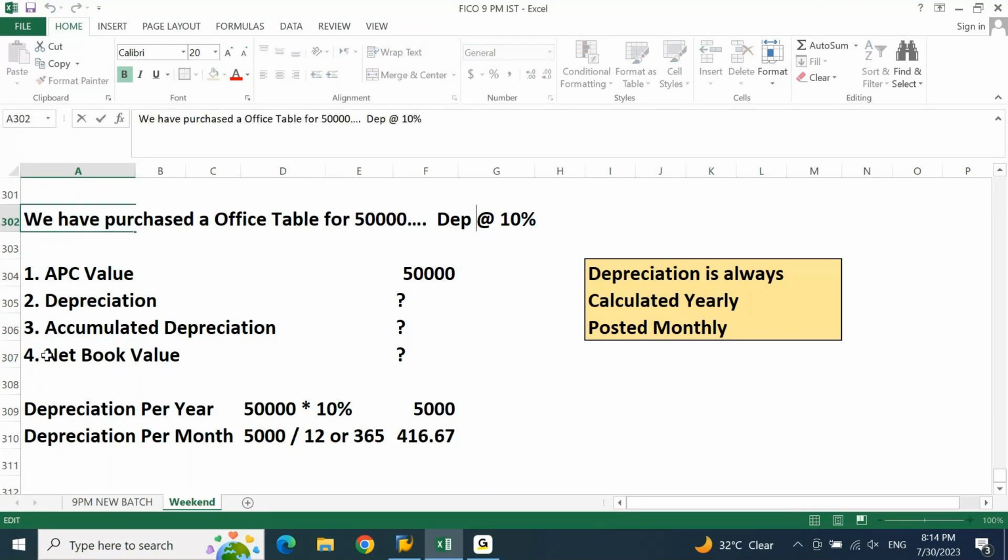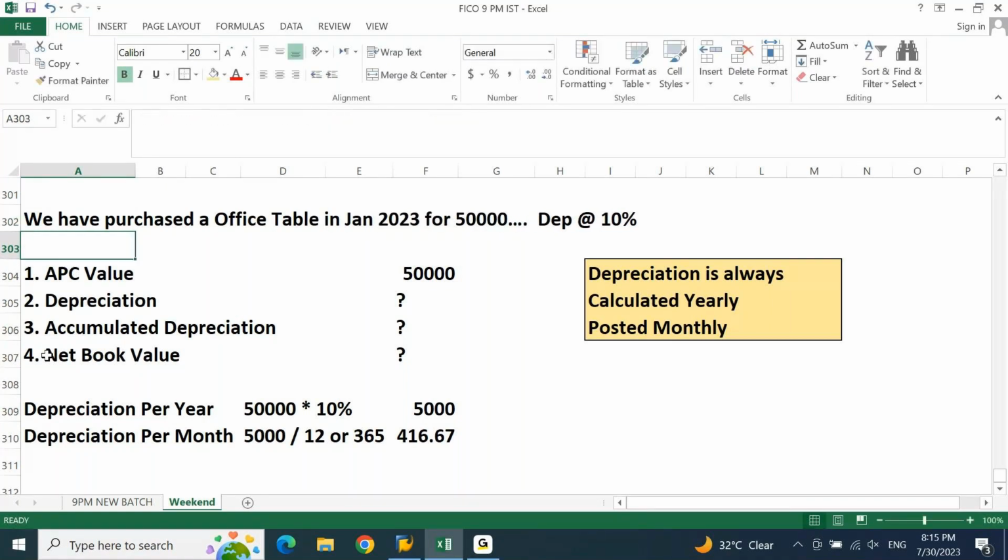I would say the asset is purchased in Jan 2023. Okay, now I'll put net book value in July 2023. Clear?